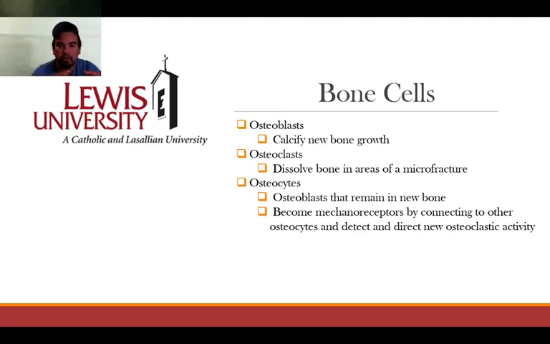And they become mechanoreceptors, and they talk to each other to direct new osteoclastic activity. Those osteocytes, what were osteoblasts that are now osteocytes, as they were laying new bone, they remain, so that they're like, hey, you know what? I'm not feeling as much stress and strain as we thought we were going to have, but over there, we need more. So go ahead and start putting a little bit more osteoclastic activity over there. Start breaking that down so that we can put new osteoblasts down. That's how that kind of works.